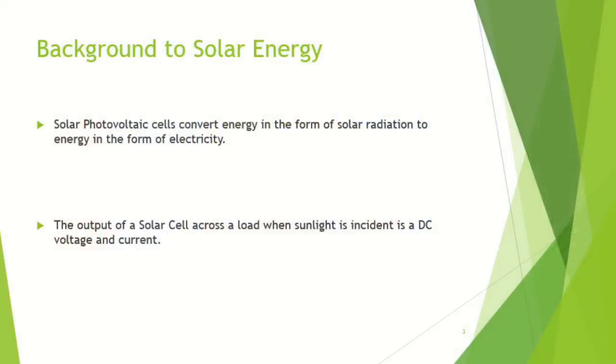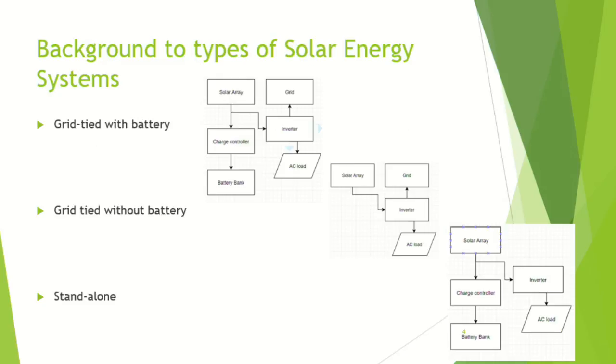So a bit of background, if you don't already know, solar photovoltaic cells basically just convert energy in the form of solar insolation or radiation into electrical energy, or current and voltage, electrons flowing through a wire or a conductor. The output from a solar cell across a load when sunlight is incident is a DC voltage and current. So as you know, generators typically, like AC generators that require a turbine, produce AC power, solar panels produce DC power. If you're not sure what the difference is, I'm just going to say DC is a straight line, AC is up and down. That's all I'm going to say. I won't give you much more context on that.